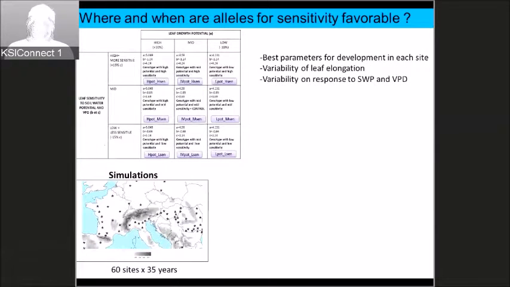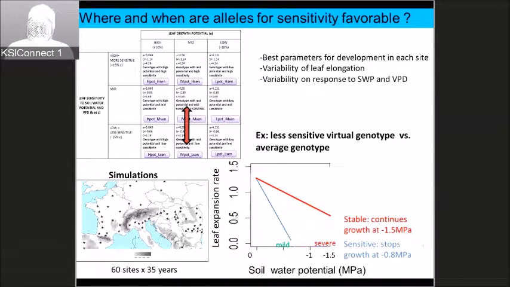And so now the goal of this talk is to be able to simulate when an allele has a positive or negative effect. So for that, we consider that in each field in Europe, the parameters of development were optimal. So the farmer has already adapted the best combination of flowering time and phyllochron. And we inserted a variability on maximum leaf expansion here, and a variability on the sensitivity to soil water potential and water deficit. So I will give only one example.